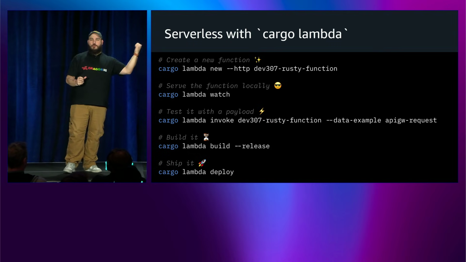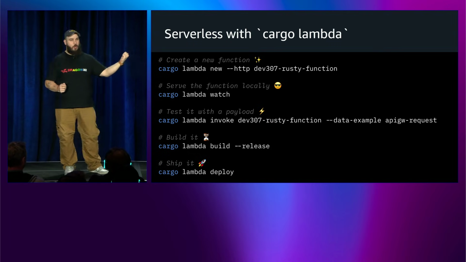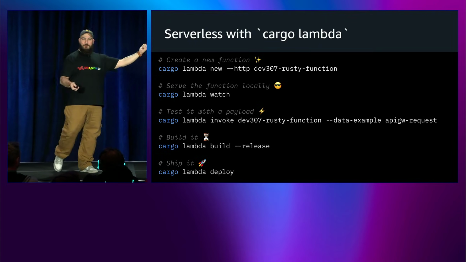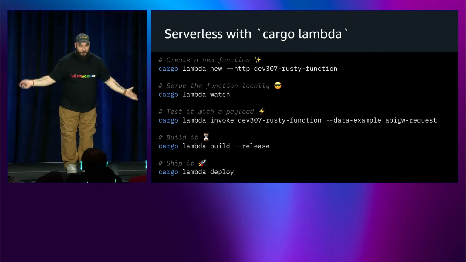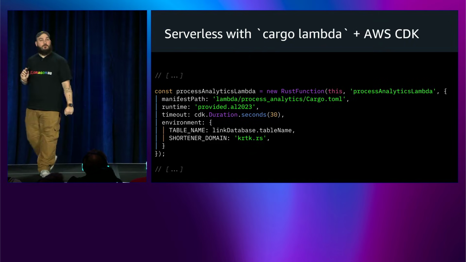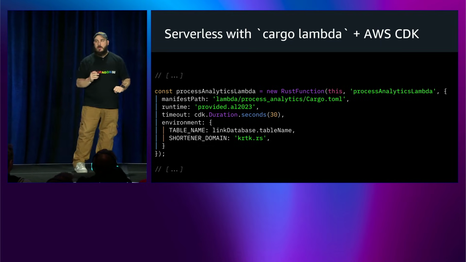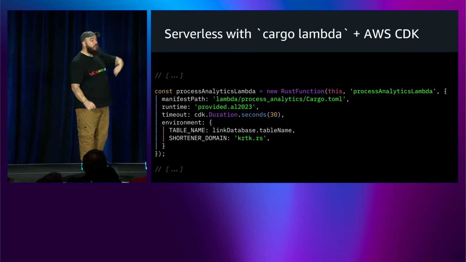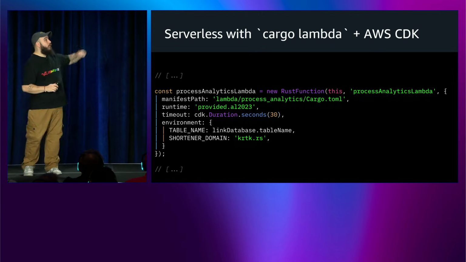But would you deploy a Lambda function like this? No? No, of course. How would you do it? Infrastructure as code, right? Cargo Lambda supports CDK. If you use the Cloud Development Kit, if you use even Serverless Application Model, or SAM, you can use Cargo Lambda to deploy serverless applications straight from your infrastructure as code.